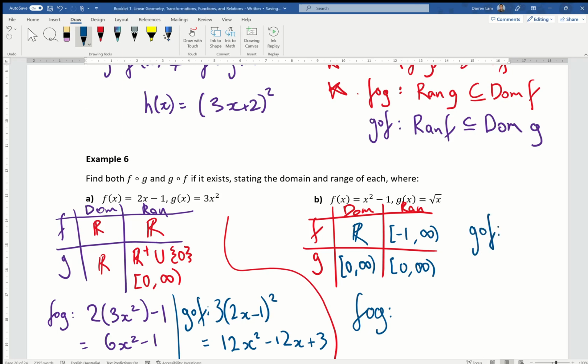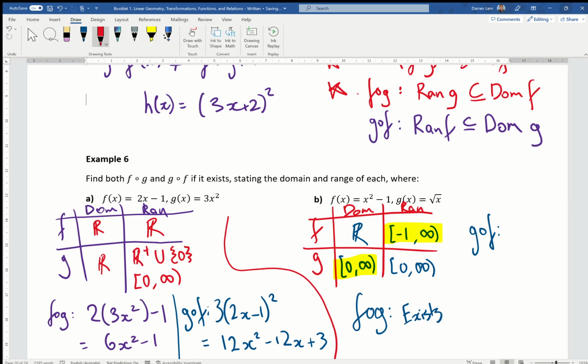What about g of f? For g of f, the range of f must be a subset of the domain of g. Now I should write exists here. Here we go. For g of f, our range of f is going to be -1 to infinity. Our domain of g is going to be 0 to infinity. -1 to infinity does not fit inside 0 to infinity. Therefore, it does not exist.